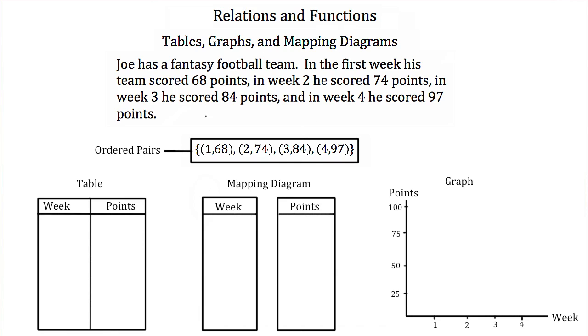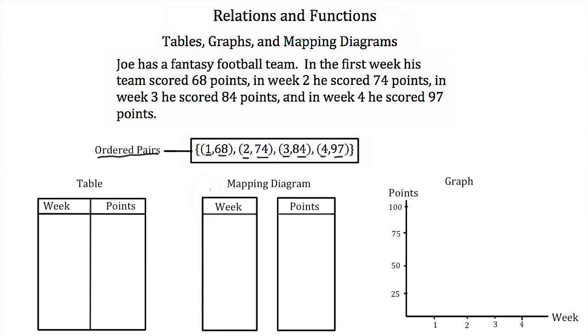Now, a popular way to show this relation is in ordered pairs. It's basically putting each value together in parentheses. So 1 and 68, week 2 and 74 points, week 3 and 84 points, and week 4 and 97 points.